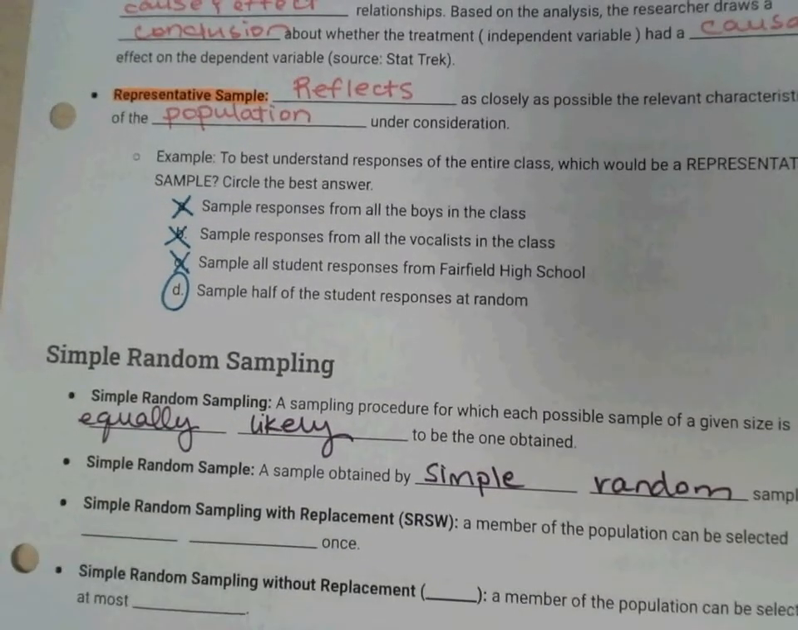So the results of my simple random sampling would be a group of 30 students. Those 30 students are my simple random sample.